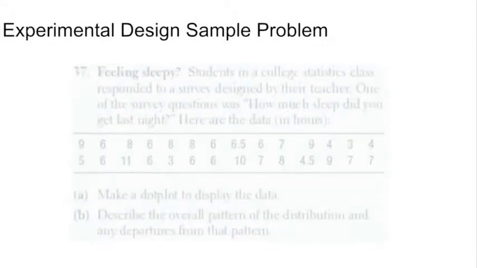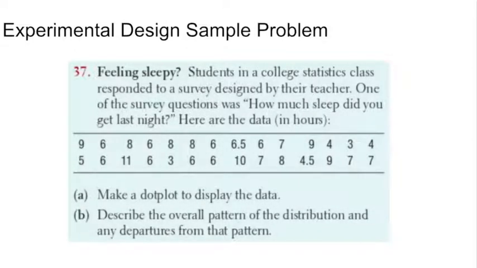So we have a sample problem for experimental design, number 37 on page 41 in the textbook The Practice of Statistics. Students in a college statistics class responded to a survey designed by their teacher. One of the survey questions was, how much sleep did you get last night? Here are the data in hours. As you can see, we have 28 data in this data set. The first thing it asks us is to make a dot plot to display the data.